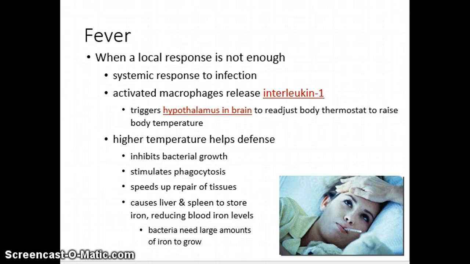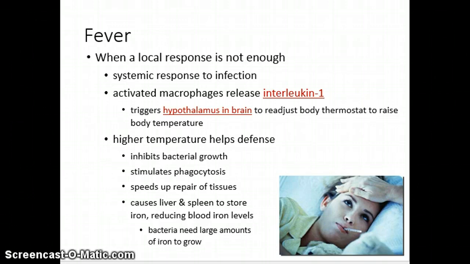Because a higher temperature helps the immune system in a number of ways. It can inhibit the growth of bacteria. It can stimulate the leukocytes to increase their phagocytosis. It can speed up the repair of tissues. As we know, it speeds up enzyme action. It can cause the liver and the spleen to store iron, which is an interesting roundabout way to attack bacteria, because by reducing the level of iron in the blood, bacteria aren't able to get the iron that they need to grow.